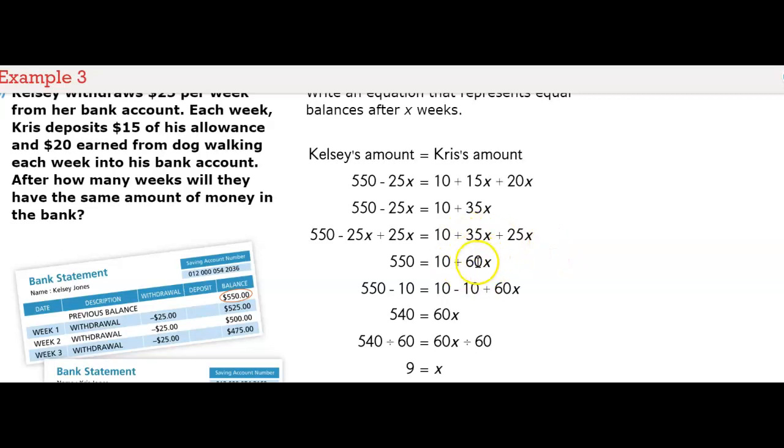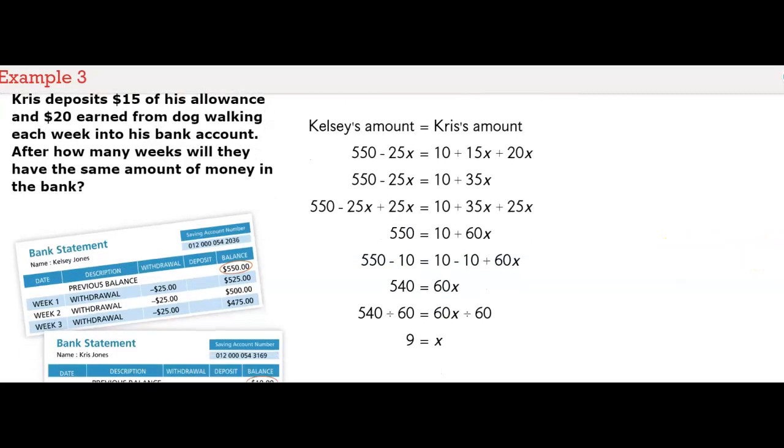And now we have 60x plus 10 on this side, and then 550 alone here. Then we're going to take the 10 and we're going to move it over to the other side with the other number. And so the opposite of positive 10 is minus 10. So we're going to subtract 10 on both sides, and we're going to get 540, and we're left with 60 times x on the other side.